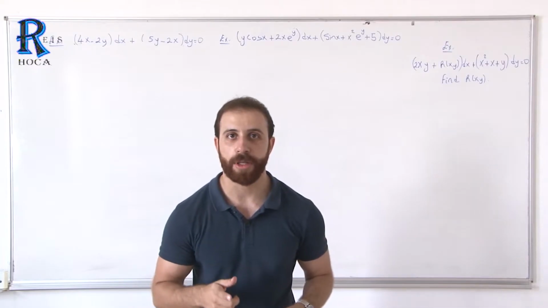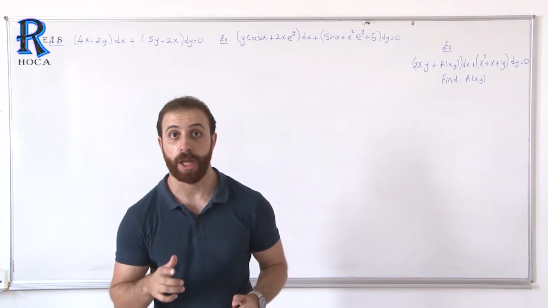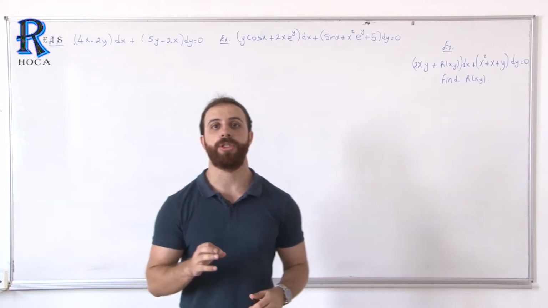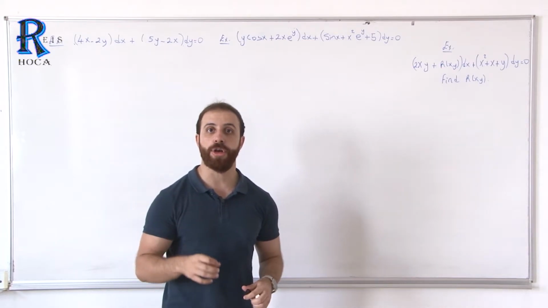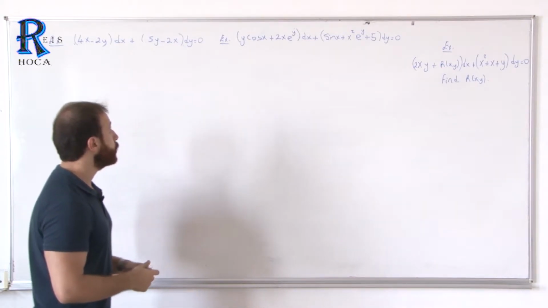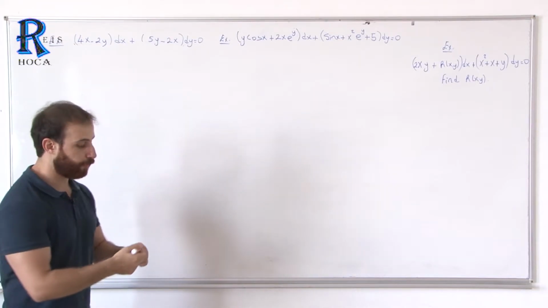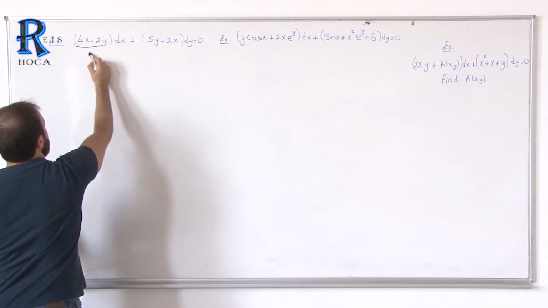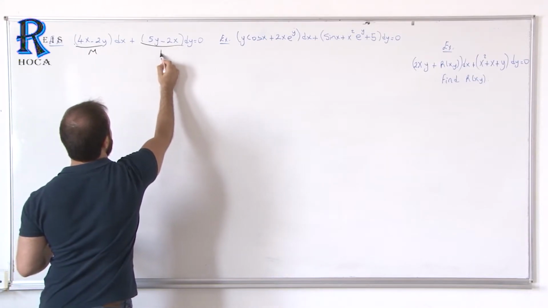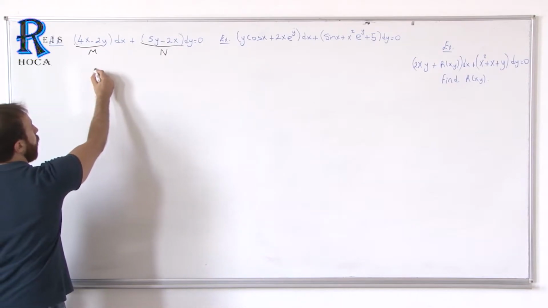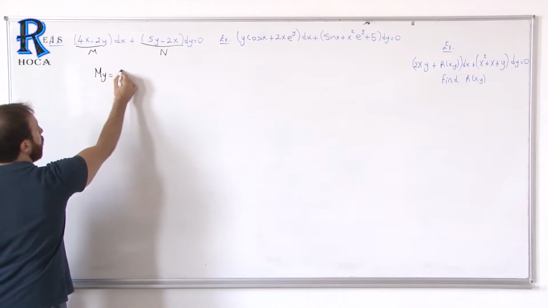Let's solve some questions about exact differential equations. How to solve exact differential equations? Let's learn in a quick way. In the first question, we know that, as we explained, the coefficient of dx gives us M and the coefficient of dy gives us N, and what's the condition of exactness? It was M_y equals N_x.